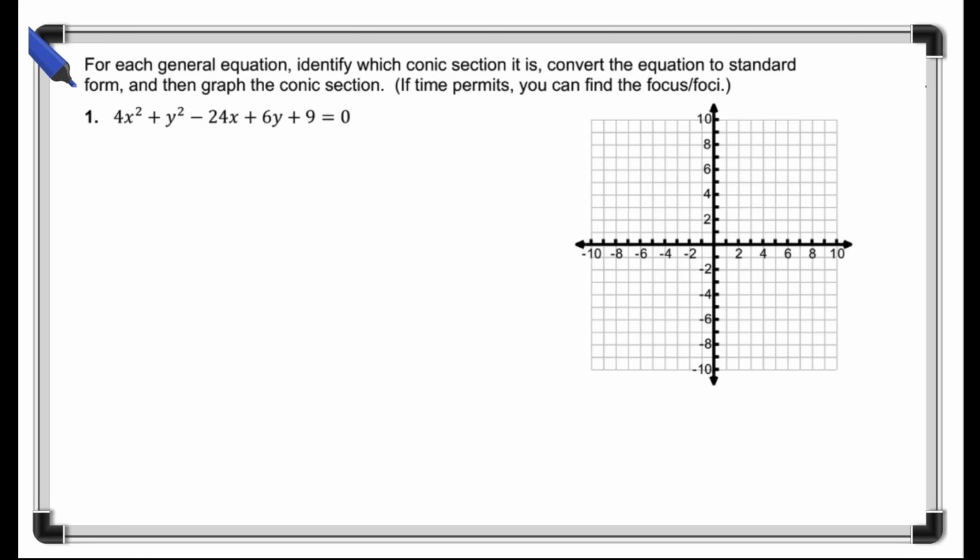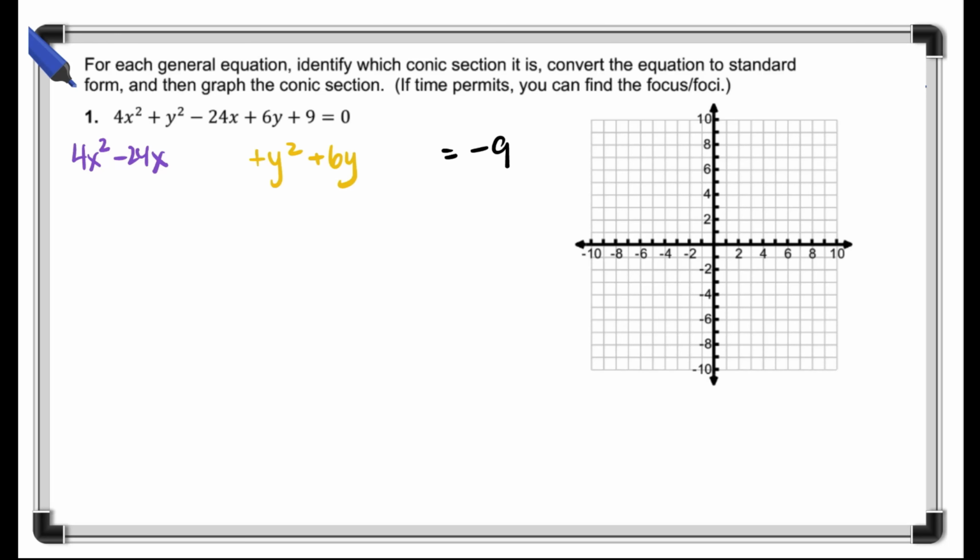Okay, so let's go ahead and convert this equation into standard form. So let's group the like terms that we have. So 4x squared, we have a minus 24x. We're going to leave some space. We've got plus y squared plus 6y. Again, leave some space. We will be moving the 9 to the other side, so we're going to subtract 9.